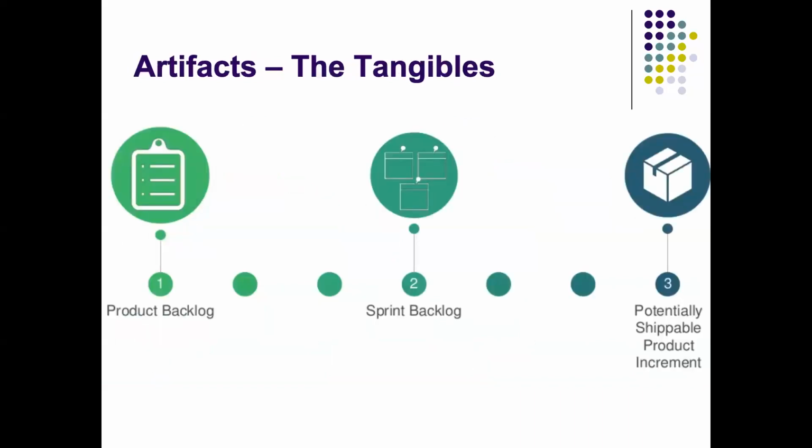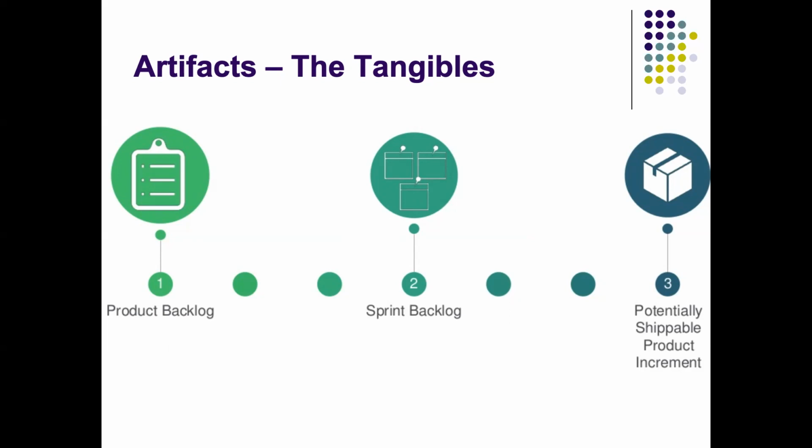Last are the different artifacts. As you can see, the product backlog is a prioritized list of to-do items that need to be built in the product. It's a simple, prioritized list of items that needs to be built in a product. That is considered an artifact. The sprint backlog is similar to the product backlog, but it is a prioritized list of items to be built in a sprint, in a small time-boxed iteration, right? That is an artifact. And then last but not least, the potentially shippable product increment.